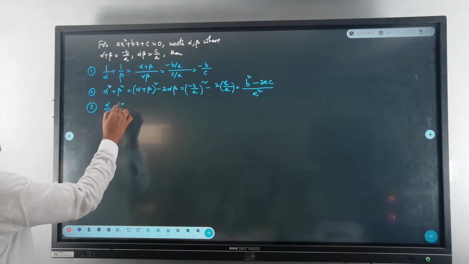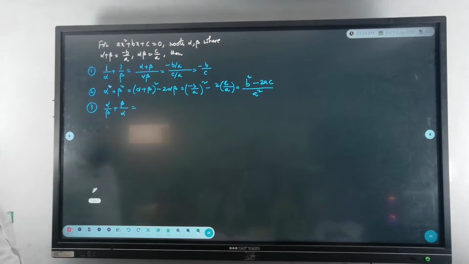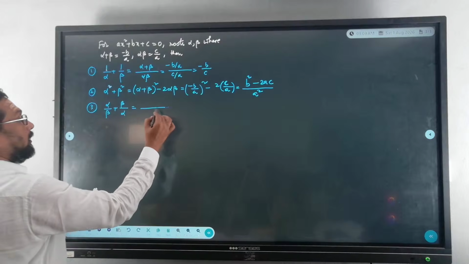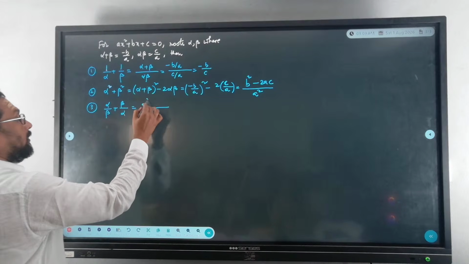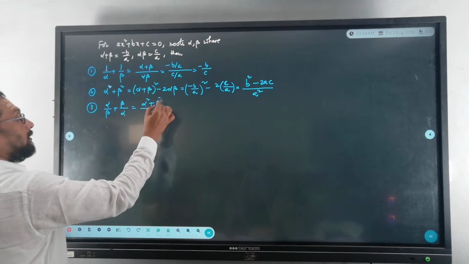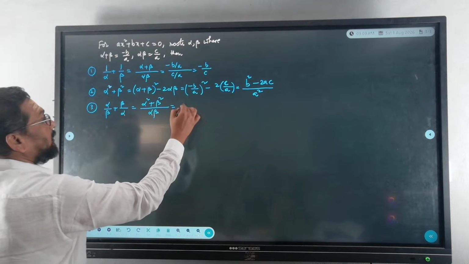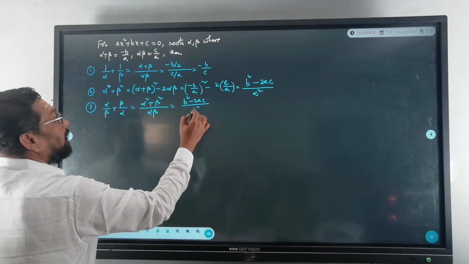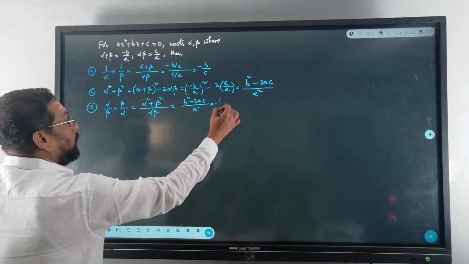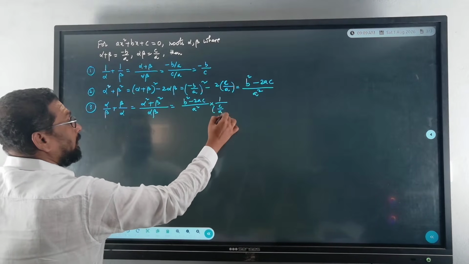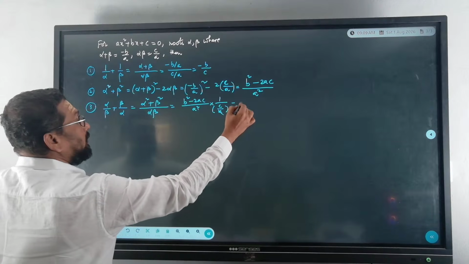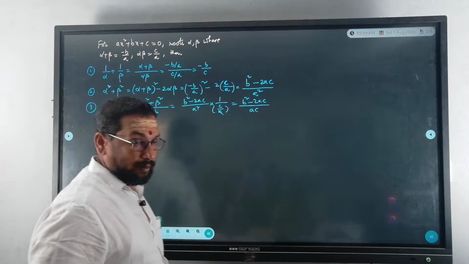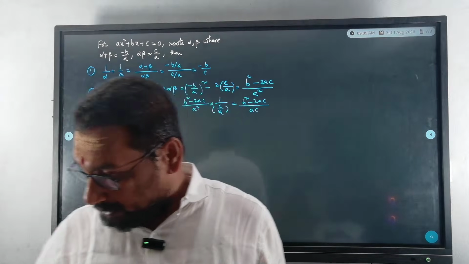Alpha by beta plus beta by alpha. What is alpha by beta plus beta by alpha? Here LCM is alpha beta, alpha square plus beta square. You know alpha square plus beta square is b square minus 2ac by a square, into 1 by c by a. One a cancels. That is b square minus 2ac by ac. Write it down.